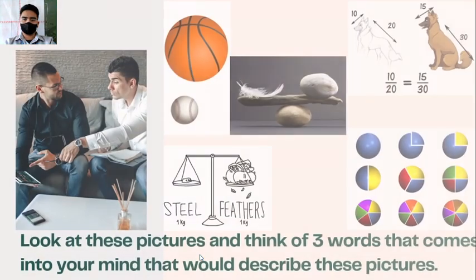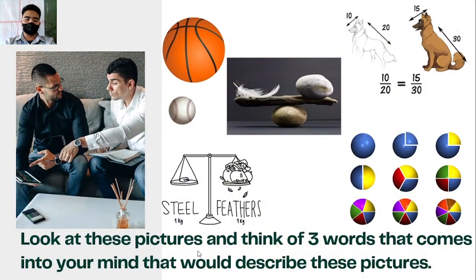So with that new topic, I prepared pictures for you to guess what are the things that you could notice in this picture. Alright, so I want you to look at this picture and think of 3 words that come into your mind that would describe these 3 pictures. So what could you see in this picture? There is a ball, okay, there's a guy. What can you say about the picture? Okay, think of 3 words.